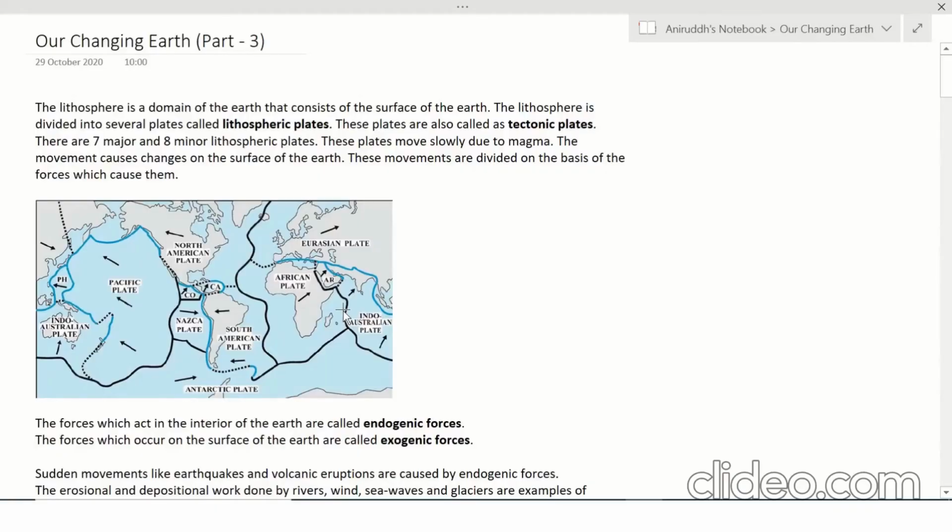So welcome back everyone, this is Anirul and today we'll be continuing our chapter, Our Changing Earth. This will be part 3 and this will be the last part of this chapter.